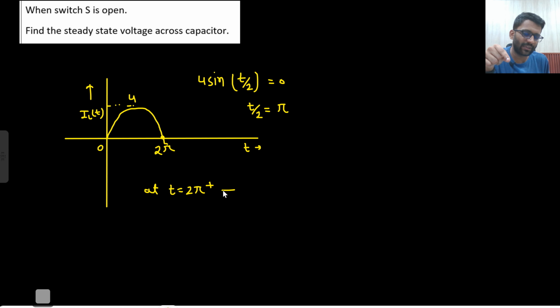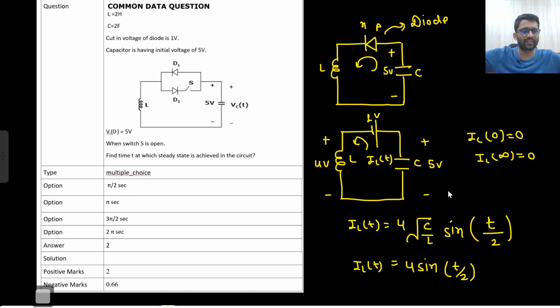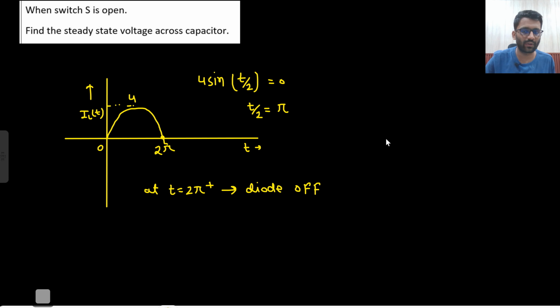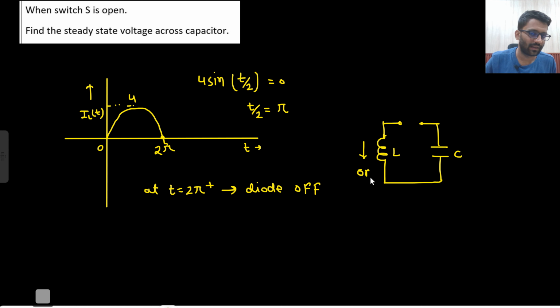If the diode is off, then the inductor is separate and the capacitor is separate. There is no connection between the inductor and capacitor. Both are separate, so this is how your circuit will look. This is the steady state. Say yes or no? Here the current is 0 ampere, because the current was 0 ampere. It tries to change direction, but it is gone now.